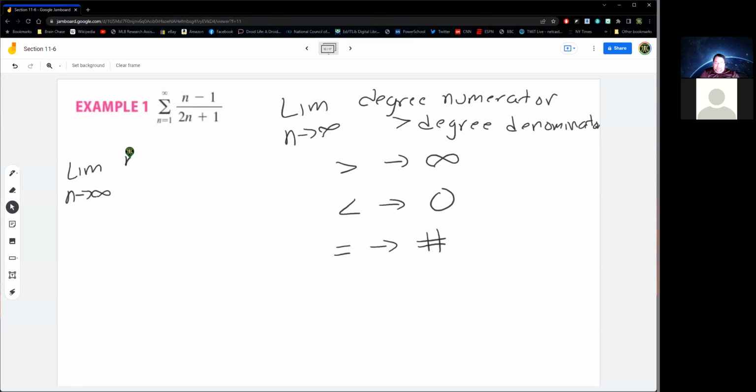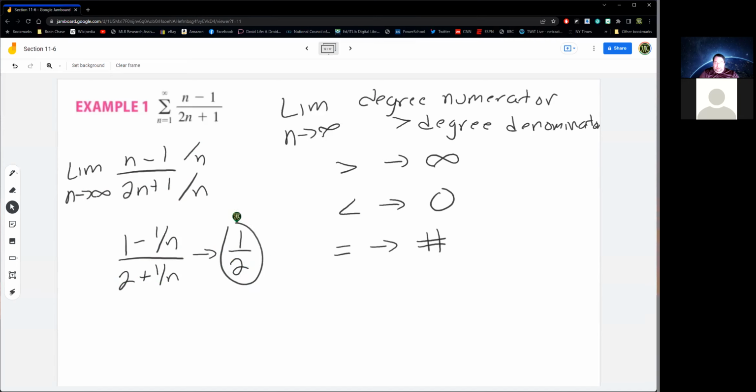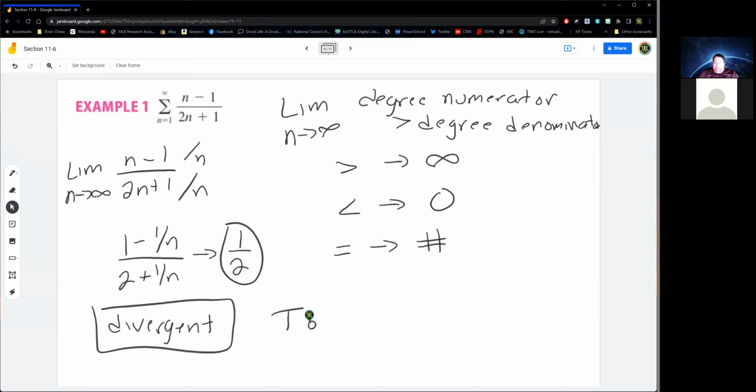So let's do the quick test for divergence so you can see what it goes to. We can show that if we divide everything by n, I get 1 minus 1 over n over 2 plus 1 over n, which goes to 1/2. So it is divergent by the test of divergence.